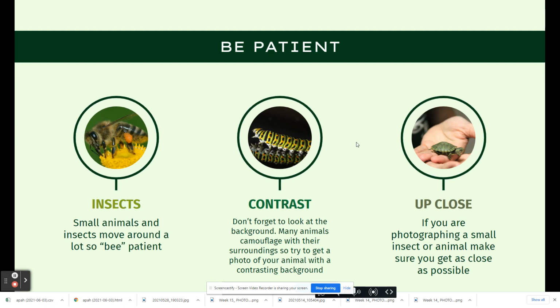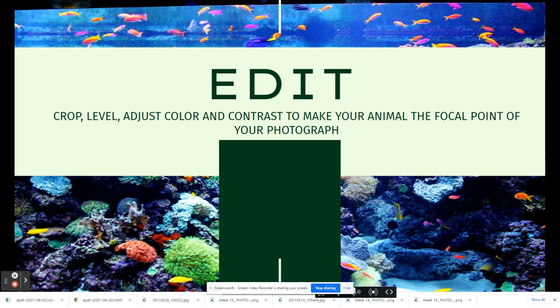The other thing is up close. So you want to get as close as possible to your subject, which is in this case an animal or wildlife creature of some kind. In this picture right here with the hand, I would crop it even more. I would get even closer so it's just the turtle, not the hand. Okay, so make sure you get as close as possible with your details.